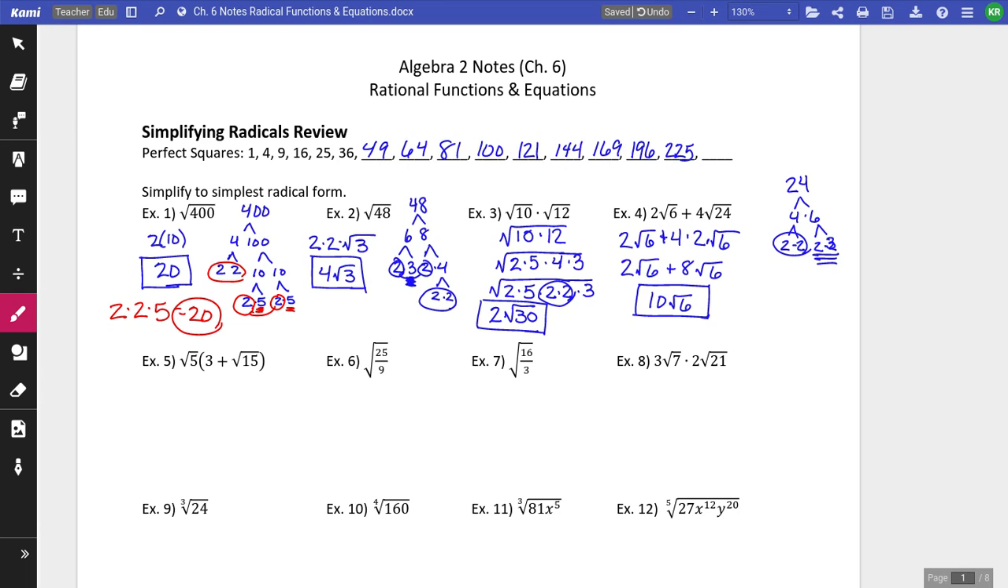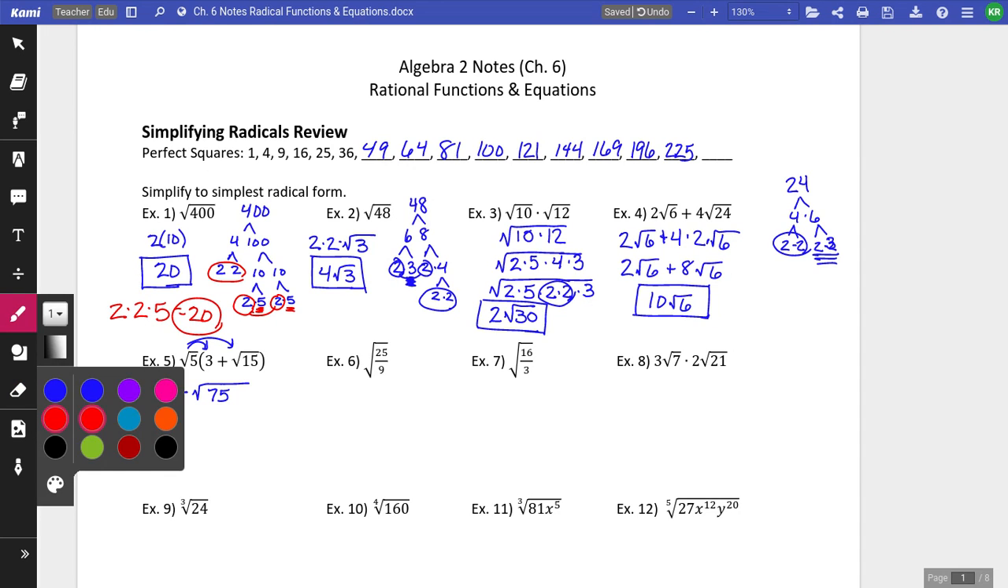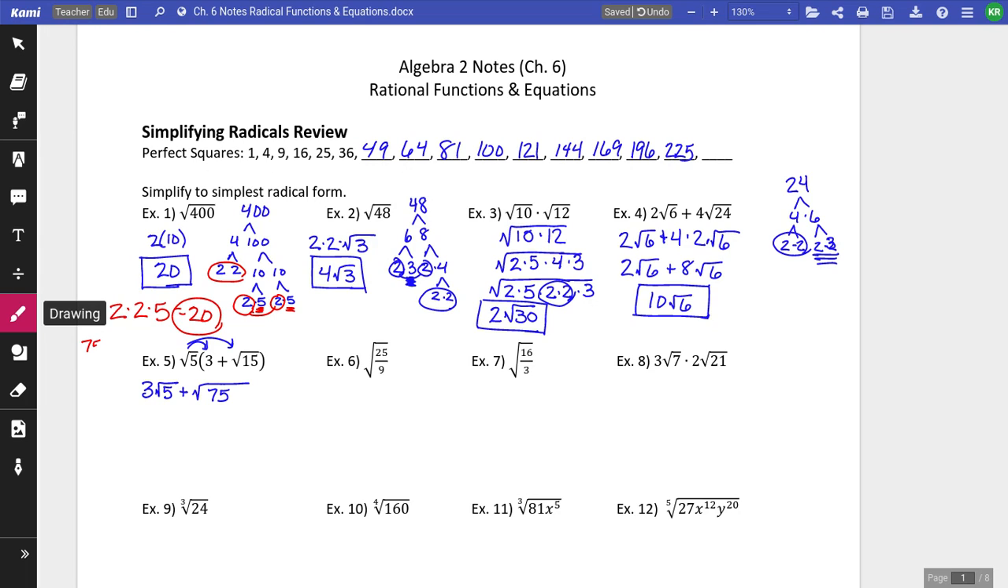Okay, number 5, you can multiply. So I'm going to distribute here. This is going to be 3 square root of 5 plus root 5 times root 15. So that's going to be square root of 75. Now since I've multiplied and made this square root of 75, I want to check to see if I can simplify anything. So I'm going to do a factor tree on 75. 75 is 25 times 3, and of course 25 is a perfect square, or you can think of that as broken down into 5 times 5 and then times your 3.